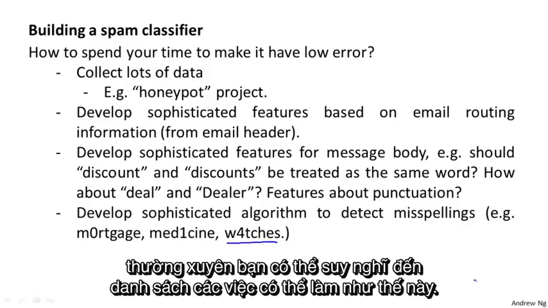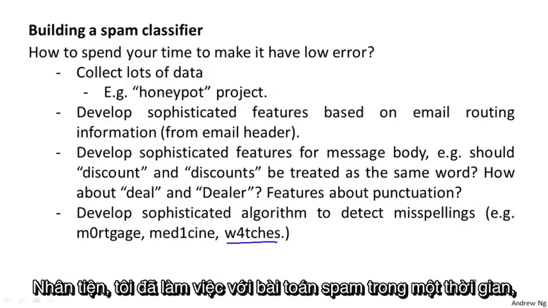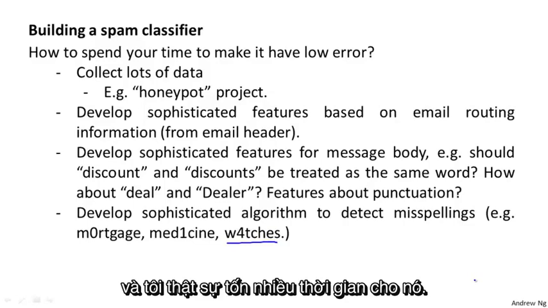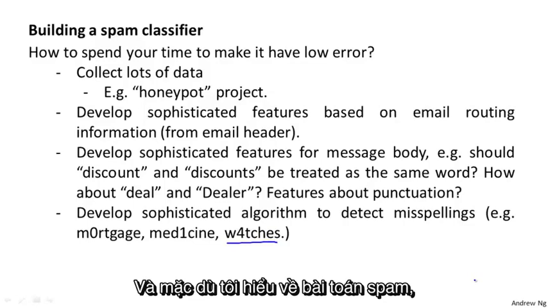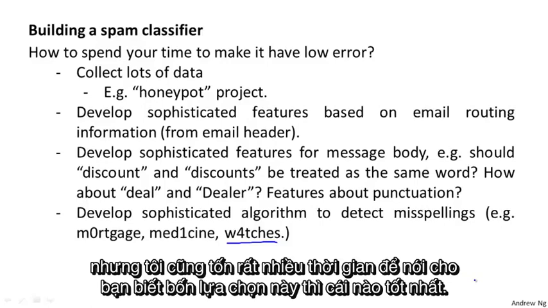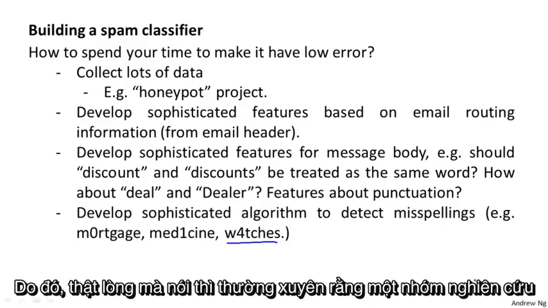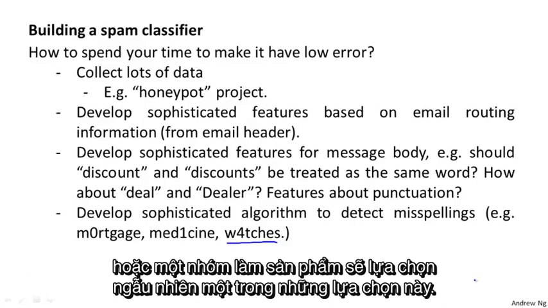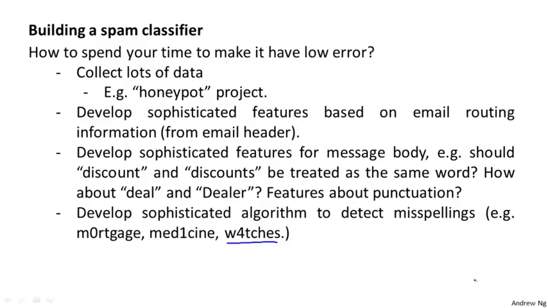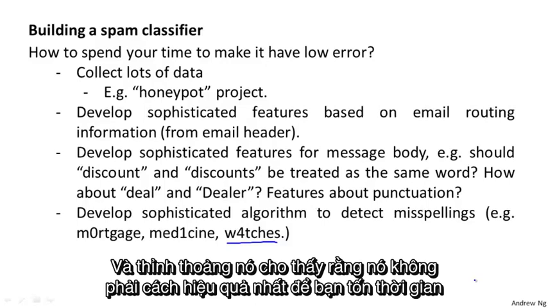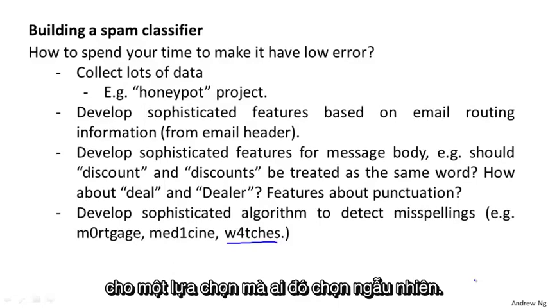When working on a machine learning problem, very often you can brainstorm lists of different things to try like these. And by the way, I've actually worked on the spam problem myself for a while, and spent quite some time on it. And even though I understand the spam problem, I actually know a bit about it, I would actually have a very hard time telling you, of these 4 options, which is the best use of your time. So what happens far too often is that a research group or a product group will randomly fixate on one of these options. And sometimes that turns out not to be the most fruitful way to spend your time, depending on which of these options someone ends up randomly fixating on.